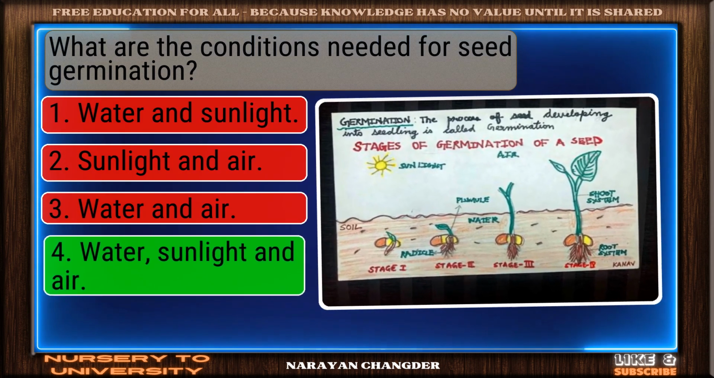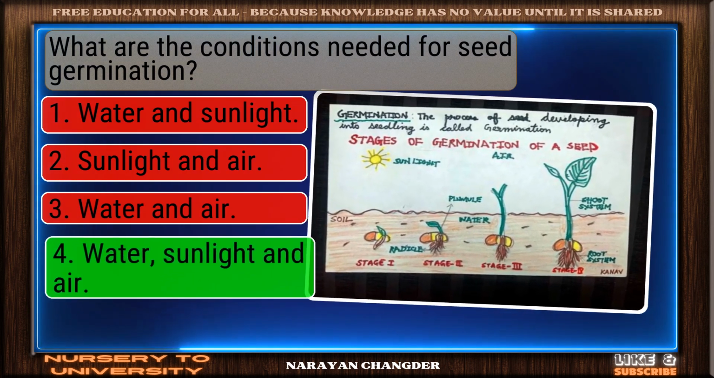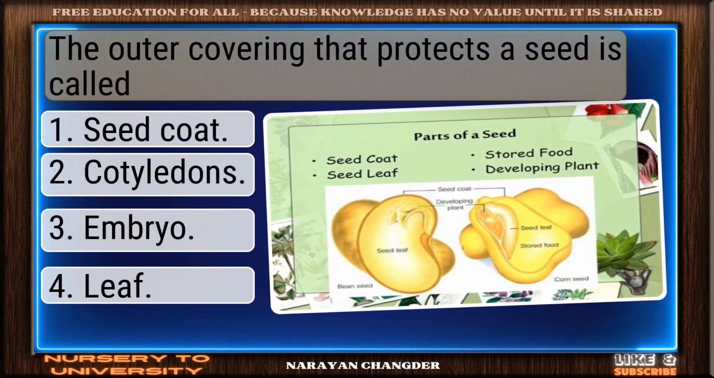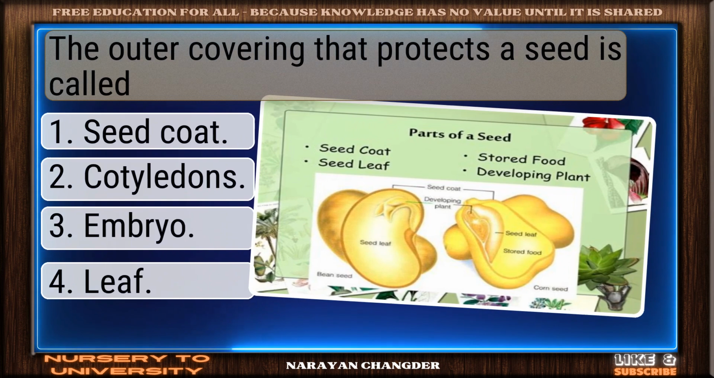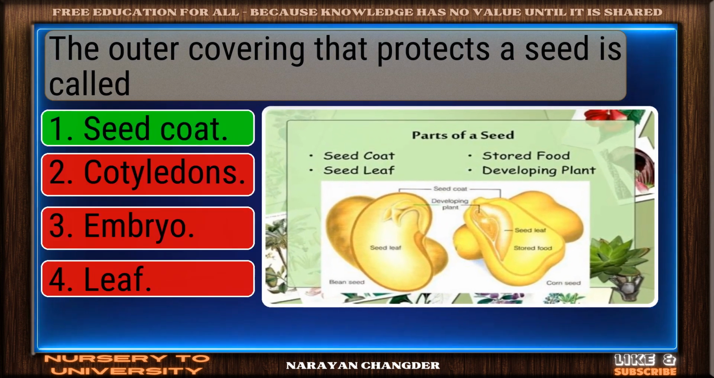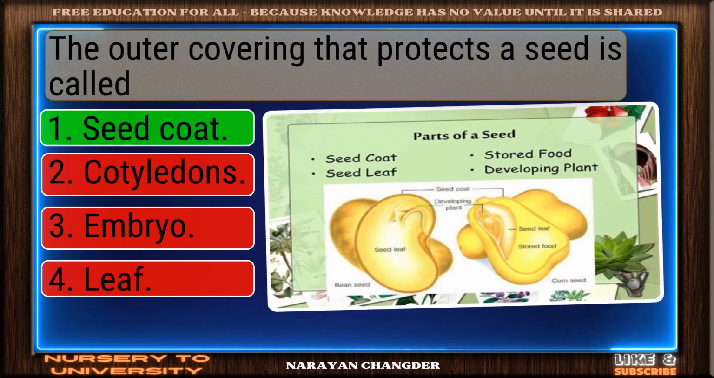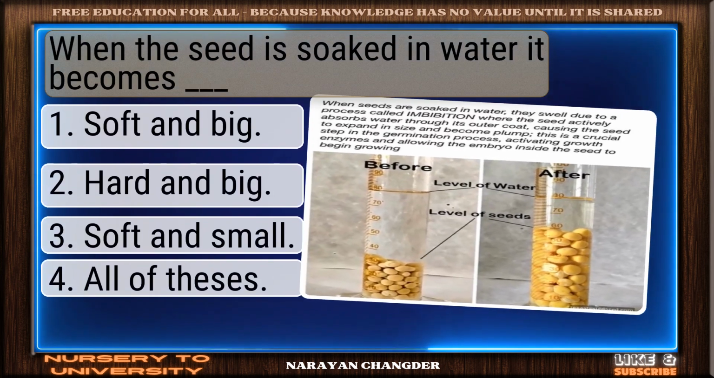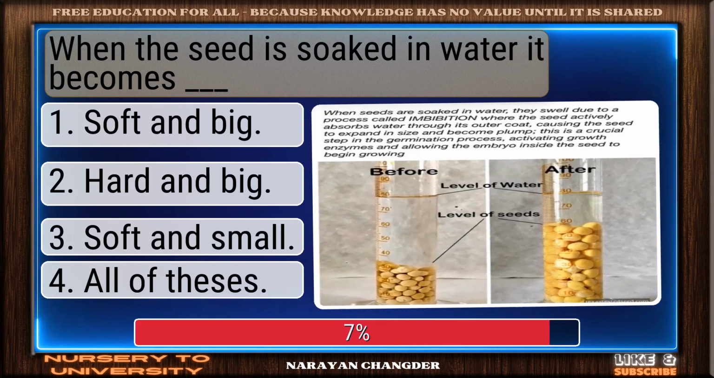Excellent choice. Water, sunlight, and air is the right answer. The outer covering that protects a seed is called. Valid point. Seed coat is true. When the seed is soaked in water, it becomes dash.